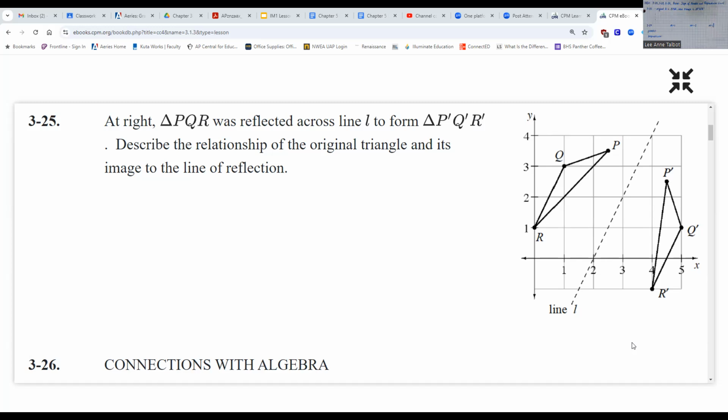That's kind of a bad word to use right now. We're talking about translations, but anyway, I'm going to take that and put it into CPM words. They want us to say that the old triangle and the new triangle are the same distance away from the line of reflection. Does that make sense to you guys? The old triangle and the new triangle are the same distance from the line of reflection. Can you guys tell from counting the boxes? Hopefully.